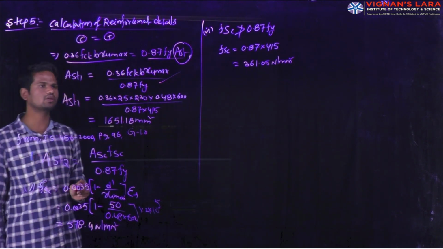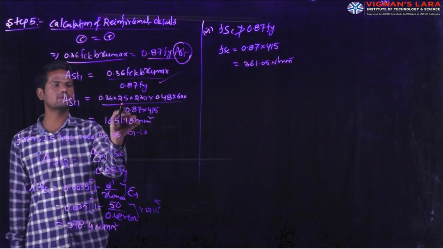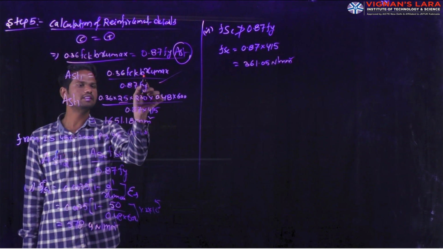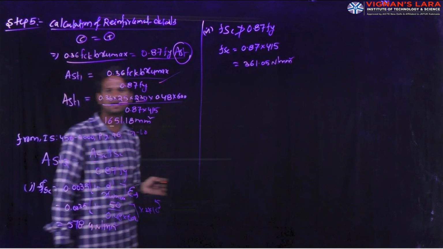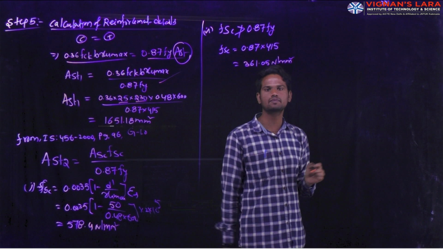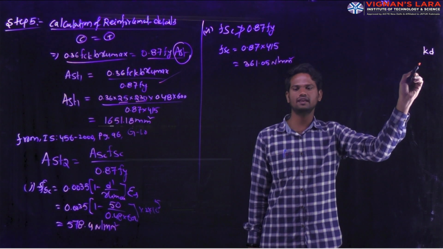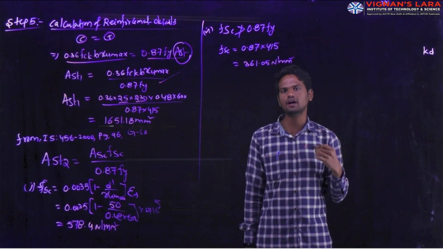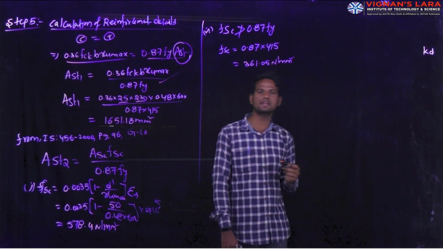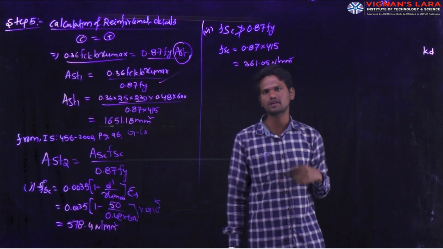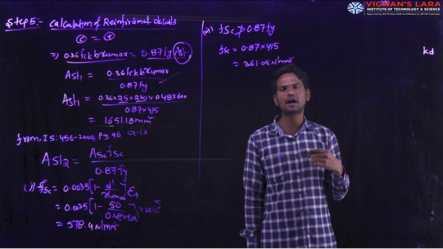Ast1 equals 0.36 into fck, the characteristic strength of the concrete, which is given in the problem as 25 Newton per mm square. The width of the beam is 230 mm. xu max is the maximum depth of the neutral axis or the limiting depth of the neutral axis. That is nothing but k into d. For different grades of steel we have different neutral axis constants, which we can calculate from 700 divided by 1100 plus 0.87 fy. If you substitute fy as Fe250, Fe415, Fe500, the values will change.